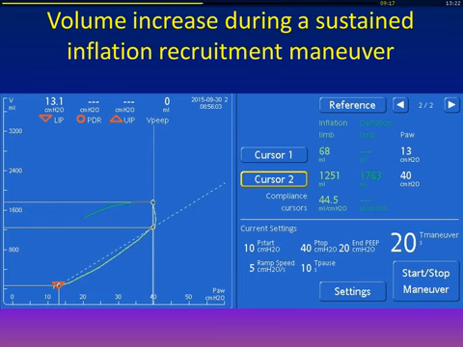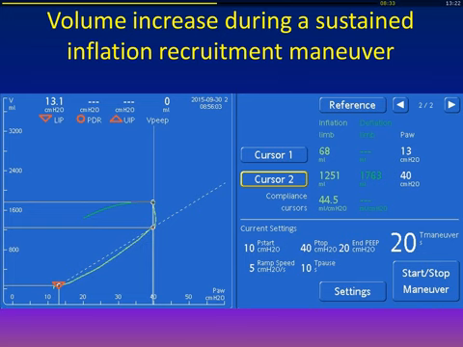We can use a faster ramp and a pause at 40, so usually we use 10 seconds. So it's a sustained inflation recruitment maneuver, 40 centimeters of water for 10 seconds. And so you see that on top of the current ventilation, now the pressure will increase from 11 to 40, maintain the pressure at 40 for 10 seconds, and then go back to the new level of PEEP, which is 20 in this case. Okay, so during this time again, we check the hemodynamics of the patient.